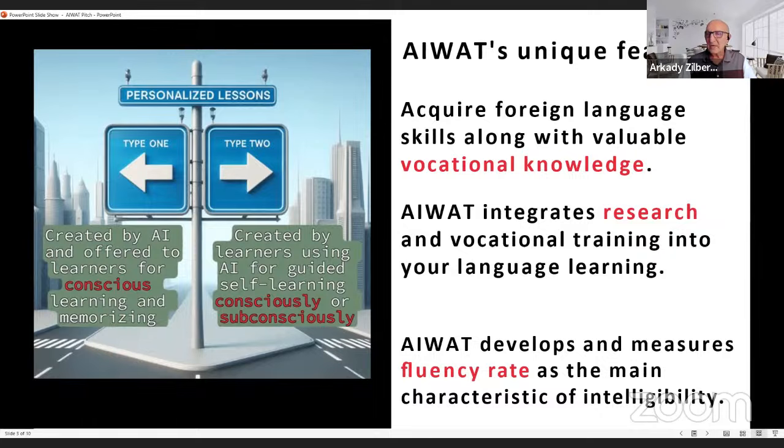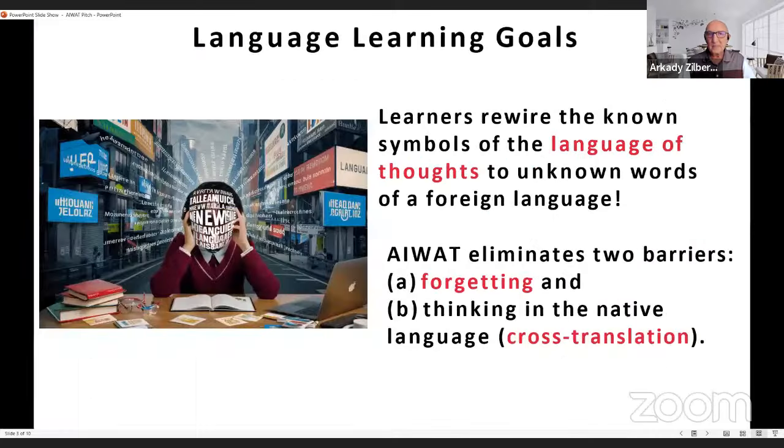So this wouldn't work. Type 2, personalized lessons created by learners using AI for guided self-learning, consciously or subconsciously. It's a different story. It's a different type of personalized lessons. And I will demonstrate to you the correct type of personalized lessons in a minute.